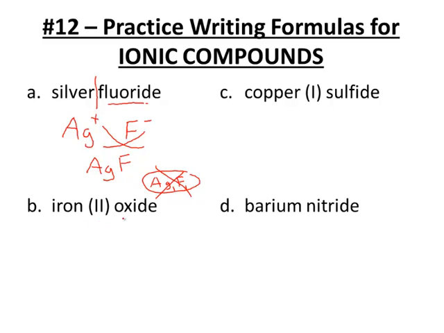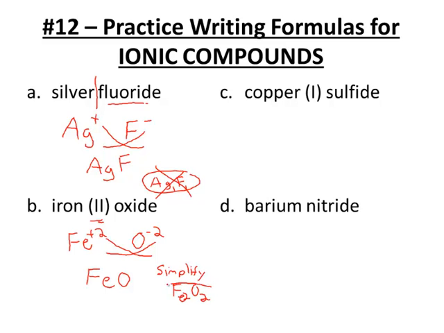Alright, for 2, iron 2 oxide. What we know about the iron 2 here is that means that iron is a +2 charge, oxygen is a -2 charge, so when we crisscross, we end up with FeO. Why we got this formula? We said we could simplify. There we go, simplify. Instead of Fe2O2, we're going to simplify it to be FeO.